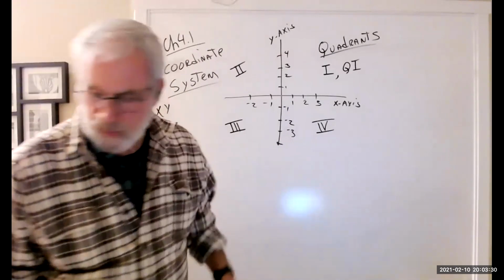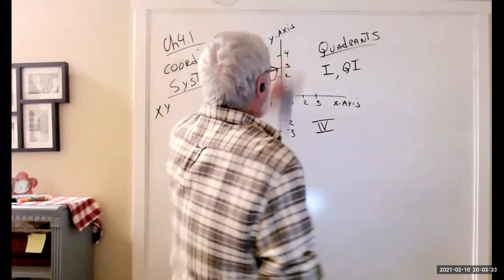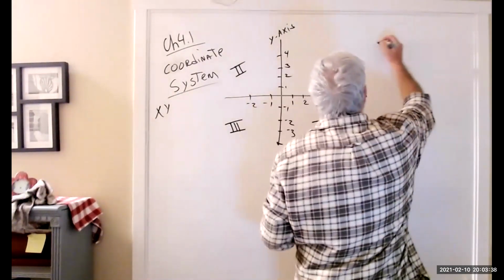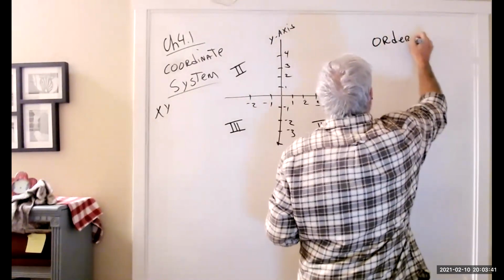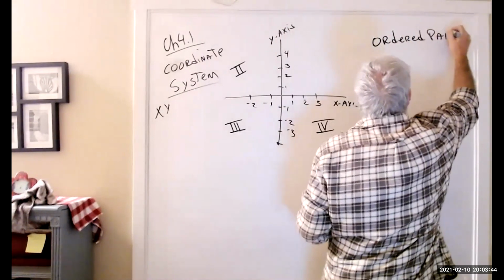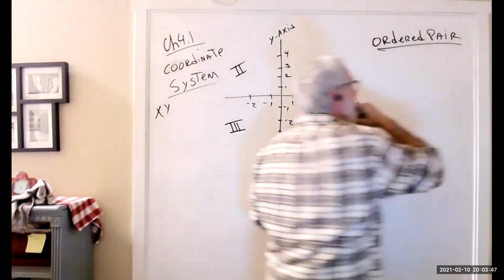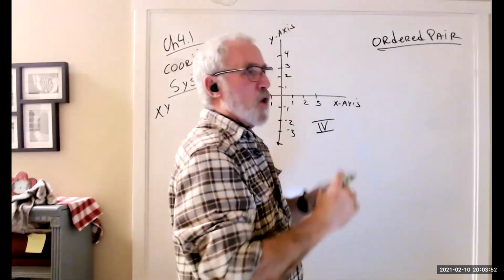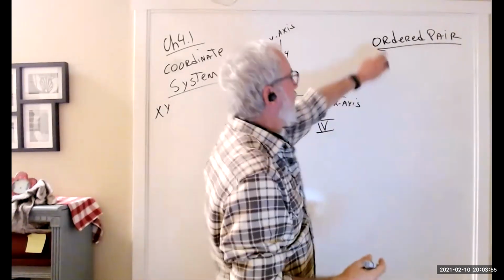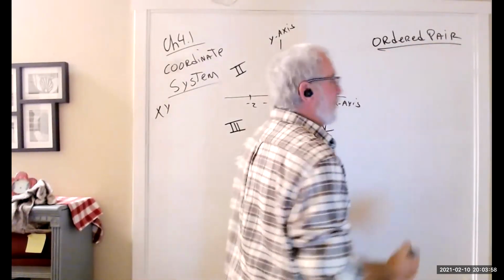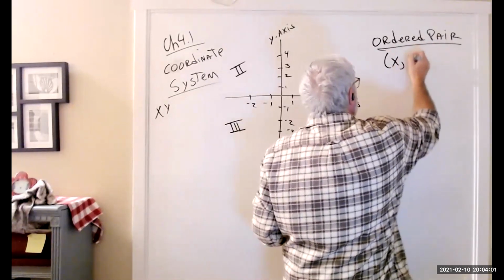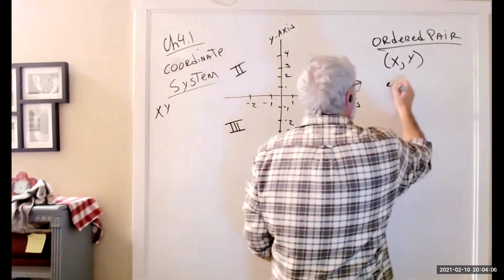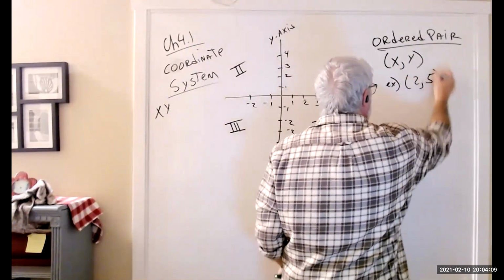Okay, then the next thing that happens is in our quadrants, we want to label what are called ordered pairs. Now, the word ordered literally means that the order matters of 2 numbers, the ordered pair of 2 numbers. In symbols, we call them X, Y. But an example of that may be 2, 5.